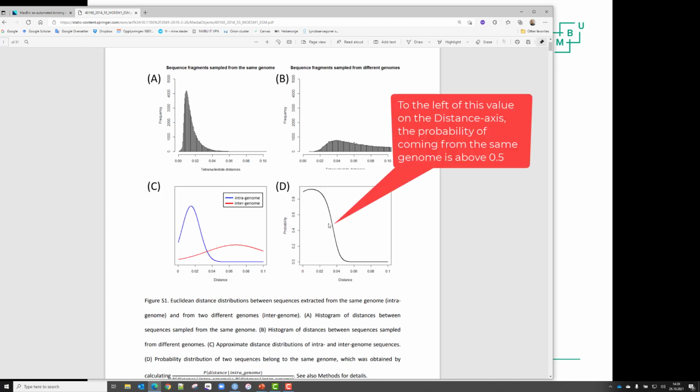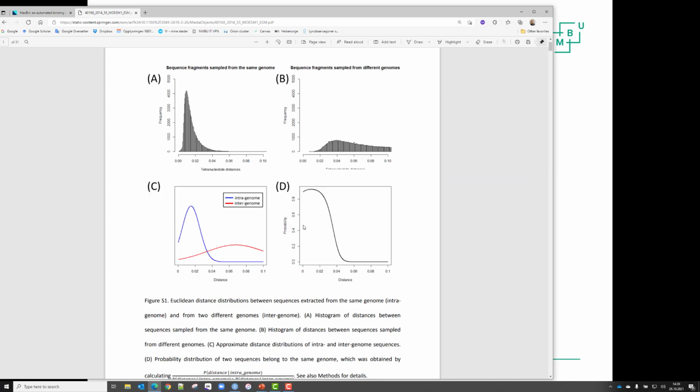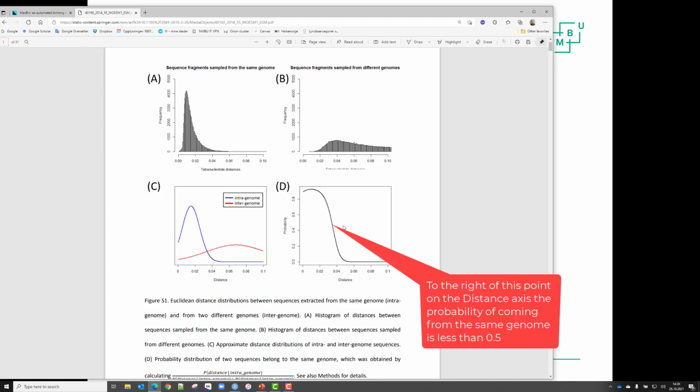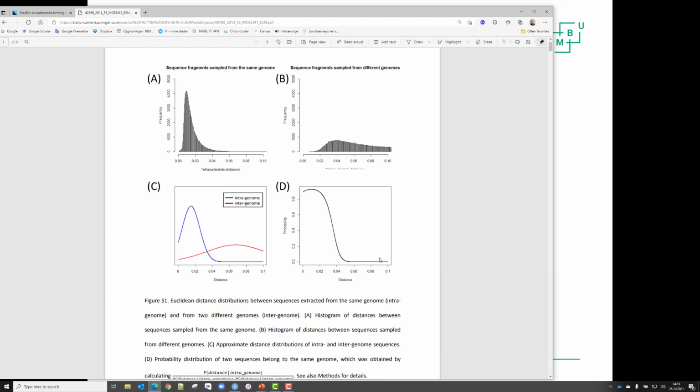So now this is the sort of tipping point, you could say, right? If you are below here, it's more than 50% chance the distance is from within a genome. But if you are up here, the chance is less than 50%, and much less, you see here, for being between two genomes.